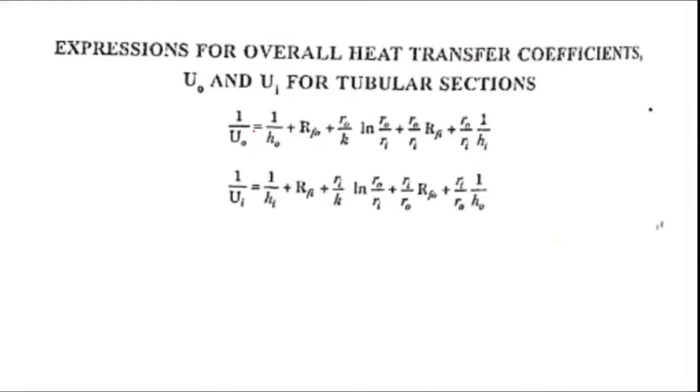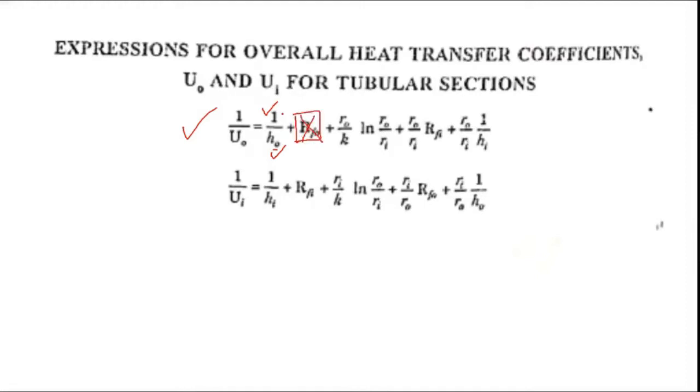Okay, now we will see what the different terms are over here. So we were finding the 1 by U0 value. This 1 by U0 is equal to 1 by H0, and H0 is the H2 value. It is the heat transfer coefficient of the fluid on the outside. O is the notation for outside, I is the notation for inside. So 1 by U0 is equal to 1 by H0 plus R FC0. This is something called the fouling factor. This we are not going to discuss for now.